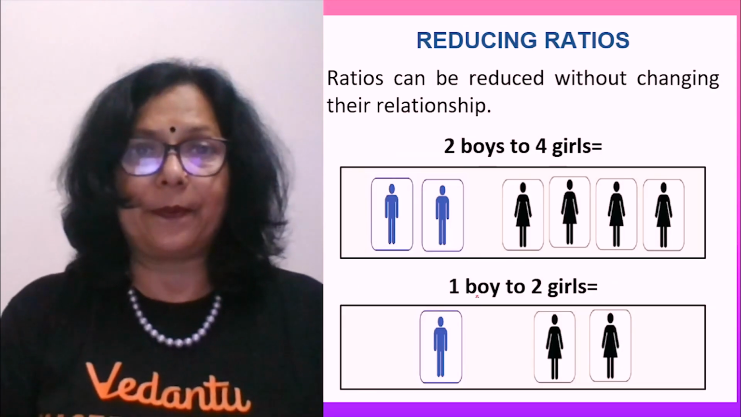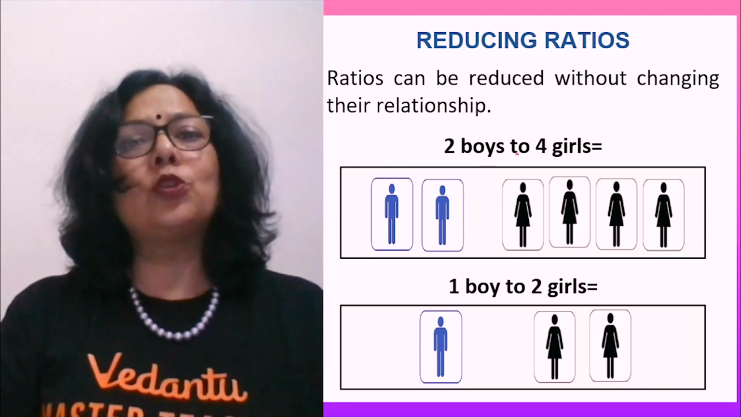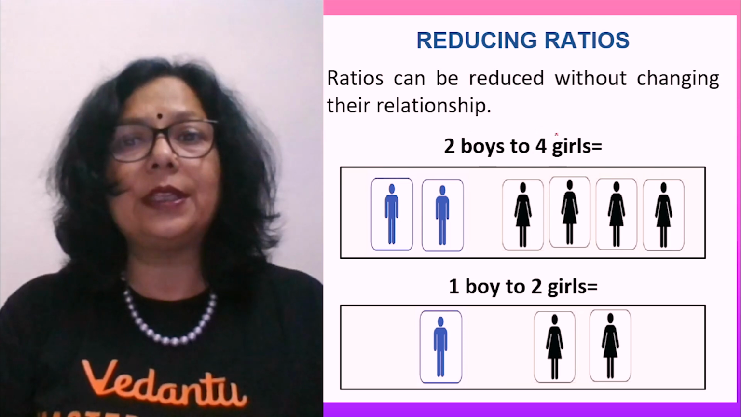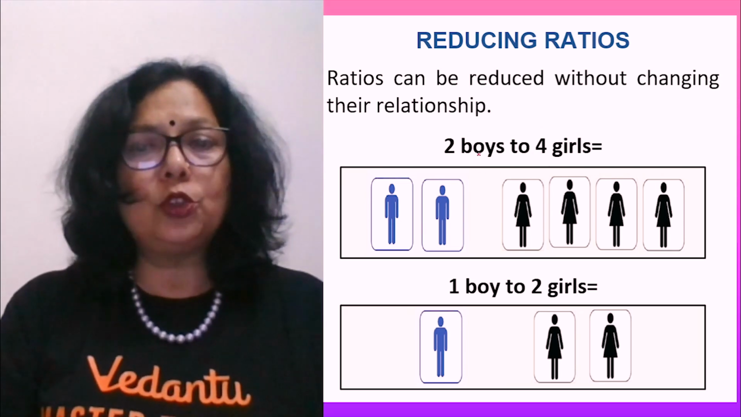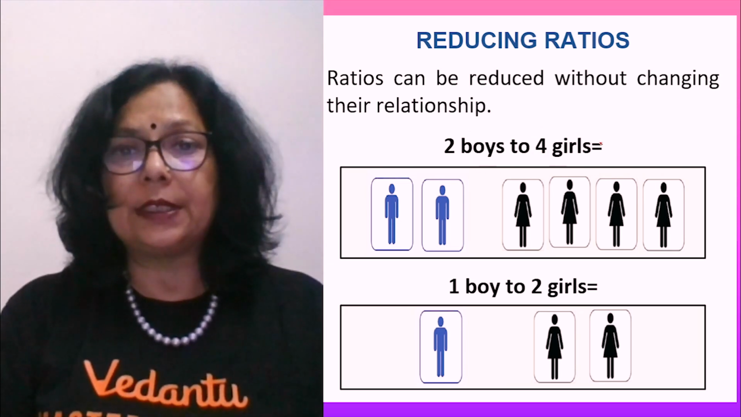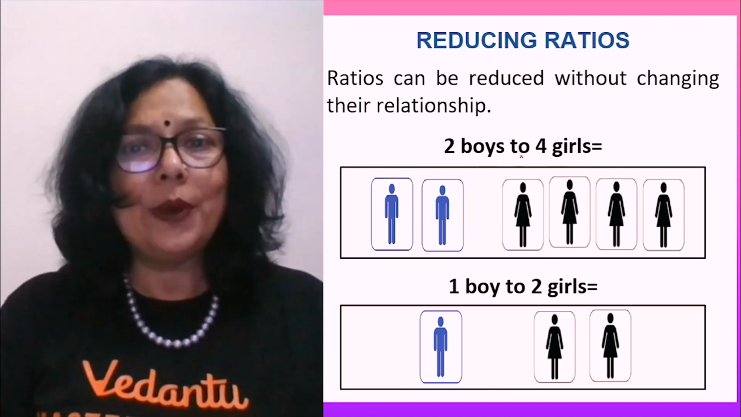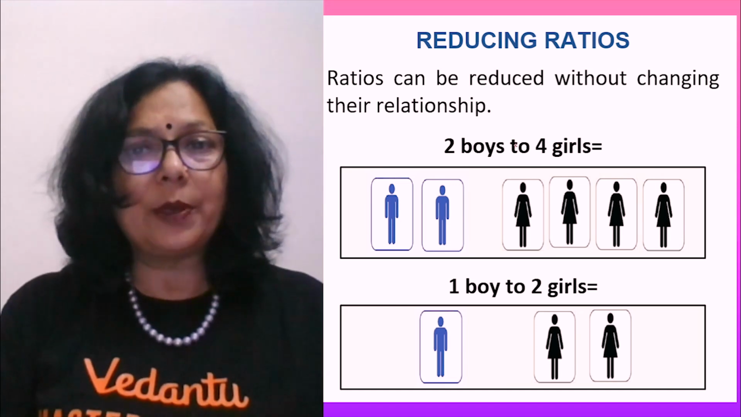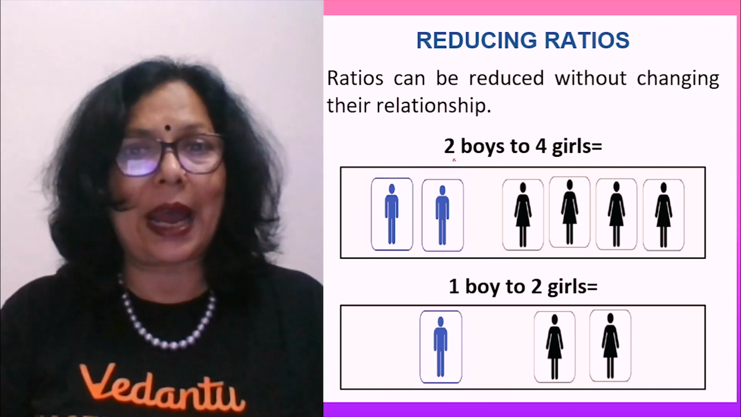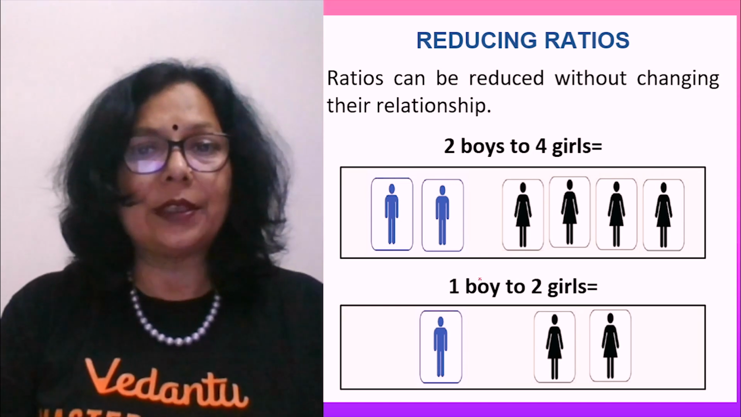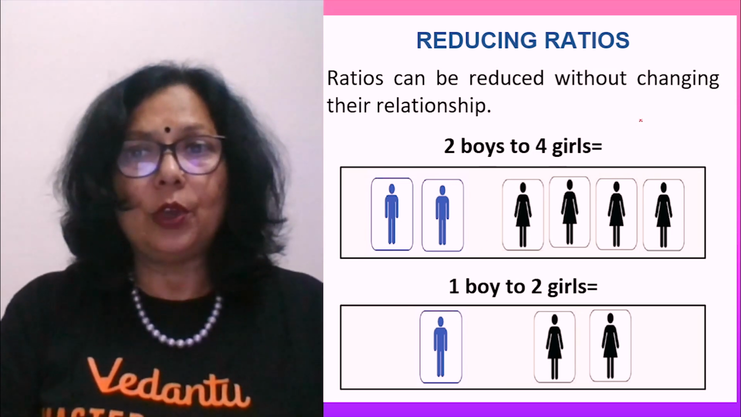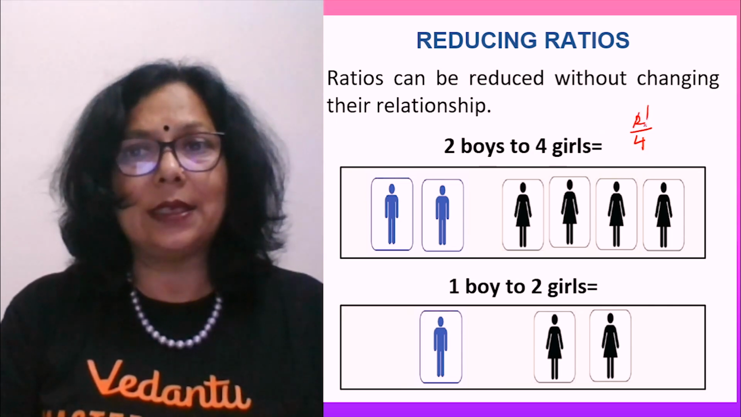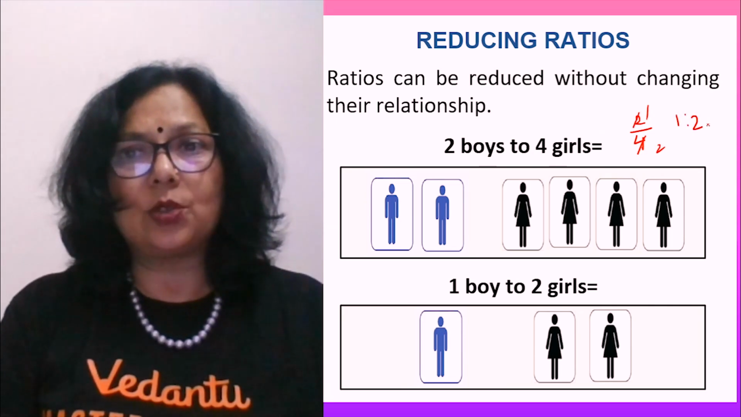Now reducing ratios to the simplest forms: two ratios can be reduced without changing their relationship. For example, 2 boys is to 4 girls. To reduce to the lowest form, we divide them by their HCF. The HCF between 2 and 4 is 2. So when you divide both by 2, you get the ratio of 1 is to 2. You have to cancel, so you get the ratio as 1 is to 2.